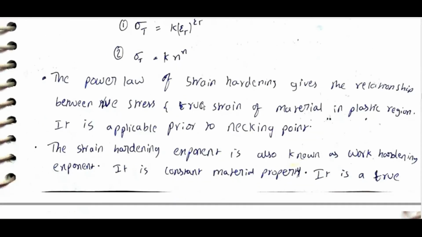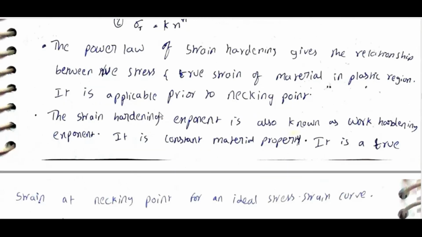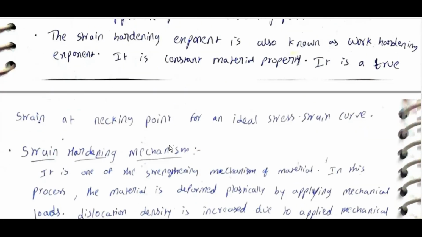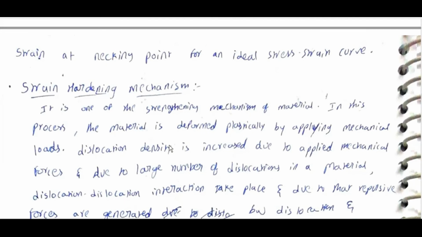The power law of strain hardening gives the relation between true stress and true strain of a material in the plastic region. It is applicable prior to the necking point. The strain hardening exponent is also known as the work hardening exponent. It is a constant material property. It is the true strain at the necking point for an ideal stress-strain curve.